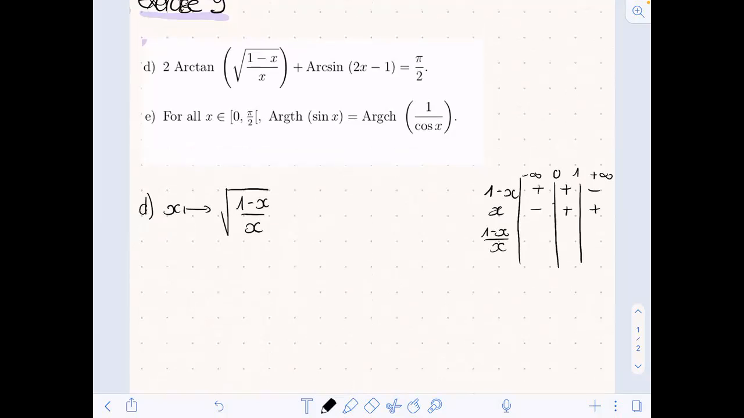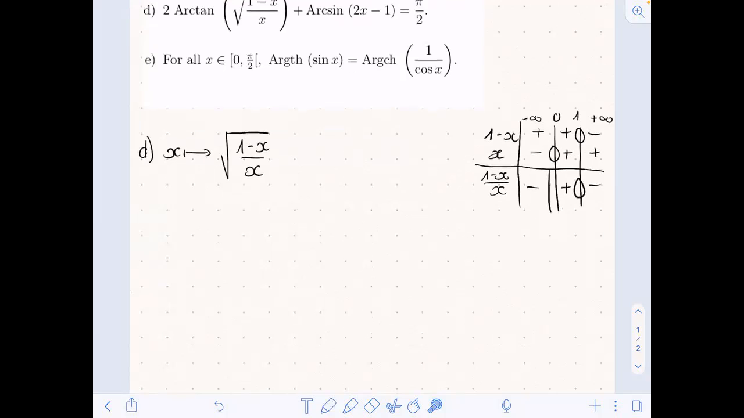And of course, x is equal to 0 here, and 1 minus x equal to 0 here. So if we consider the fraction, it has a negative sign here. At 0, it's not even defined. Here it's positive, and it's negative afterwards. So it's equal to 0 at 1. And in particular, at 0, it's not even defined. So those are the values of the square root of 1 minus x divided by x.